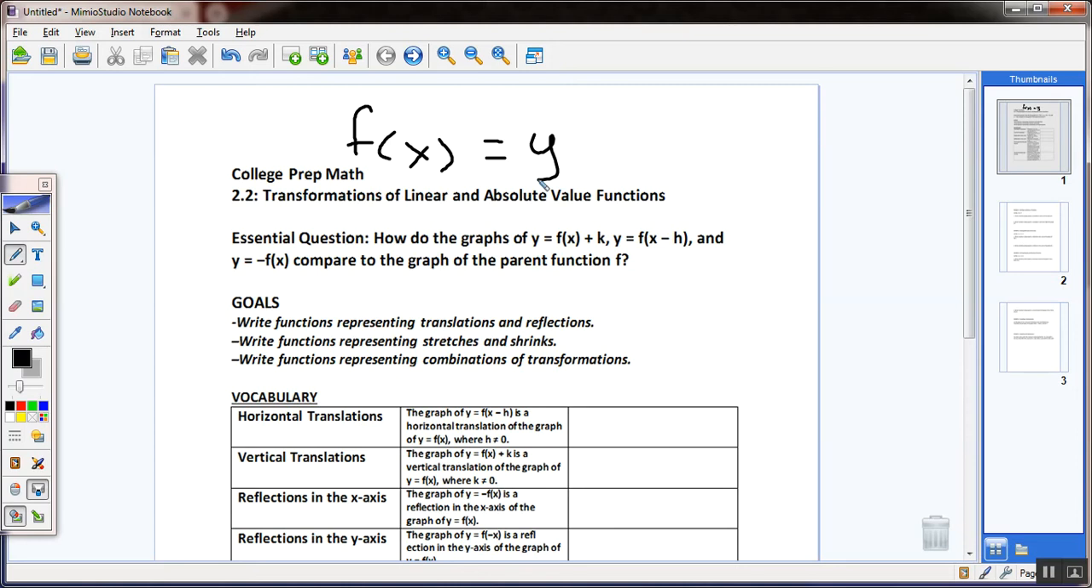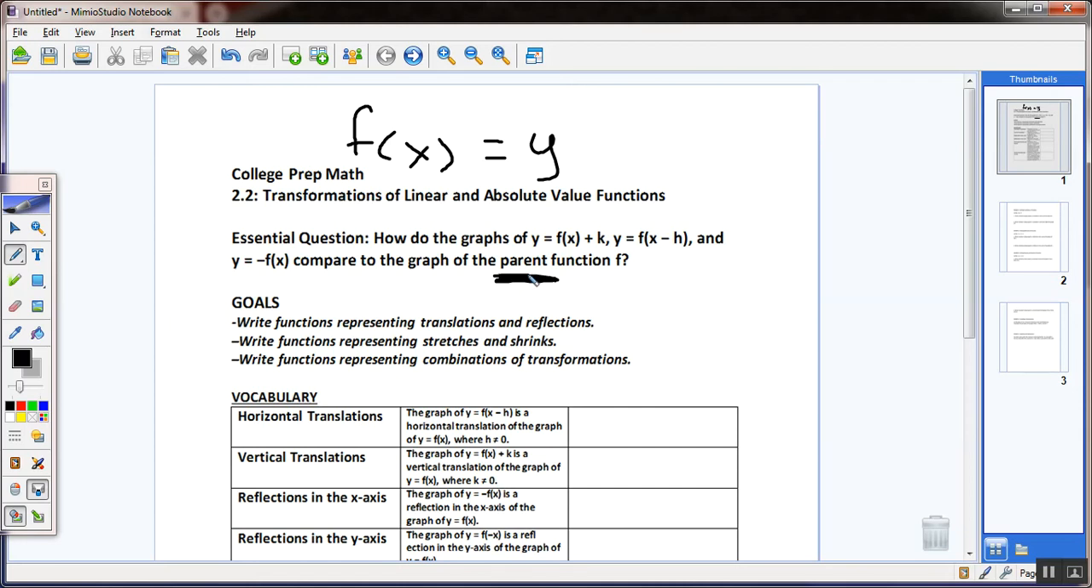The question we want to try and answer today is the following. How do the graphs of y equals f of x plus k, y equals f of, in parentheses, x minus h, and y equals negative f of x compare to the graph of the parent function? What we're really going to be looking at again is, identify your parent function number one, and tell me how it transformed. It's just going to be in a different form today. It's not going to be in the normal y equals form. It's now going to start appearing in function form. We just want to look at how this works today.